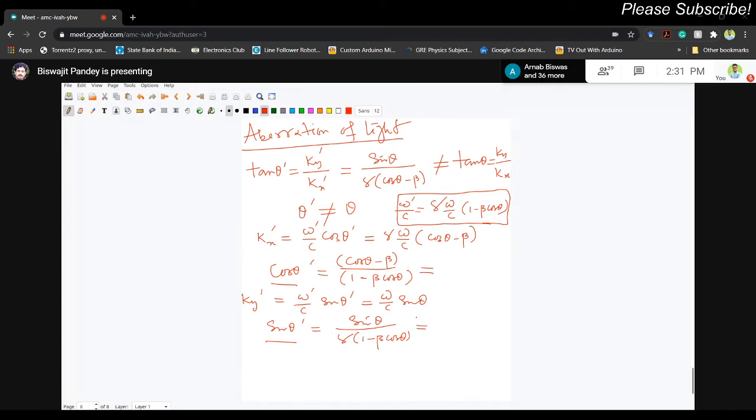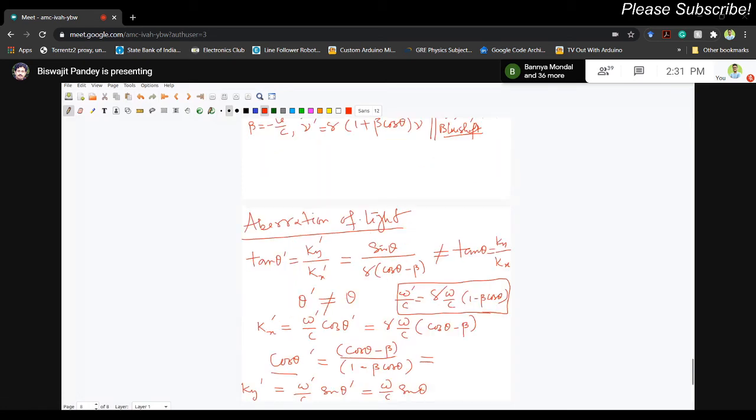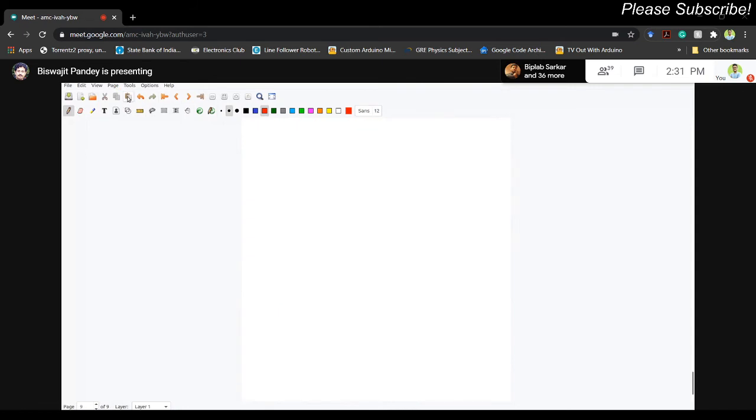And what is the transverse Doppler effect? Now, imagine the source and observer are moving in orthogonal directions. That is called the transverse Doppler effect. Let me just draw a diagram, then it will be clear. Okay, so we shall discuss the transverse Doppler effect. So what is the transverse Doppler effect?